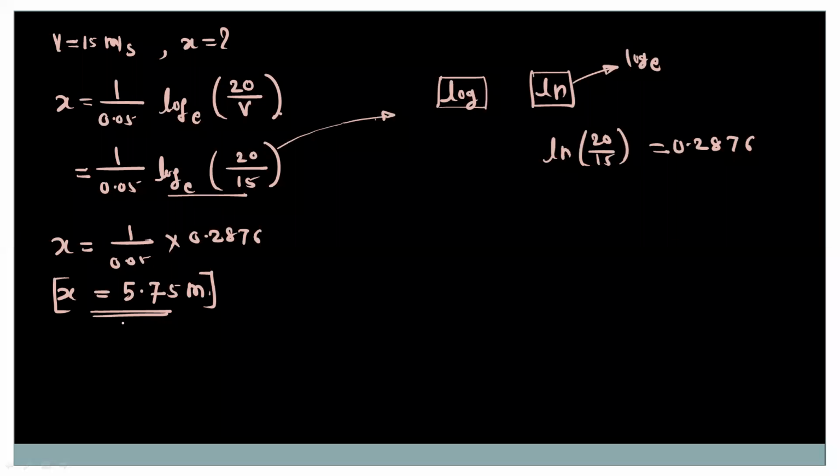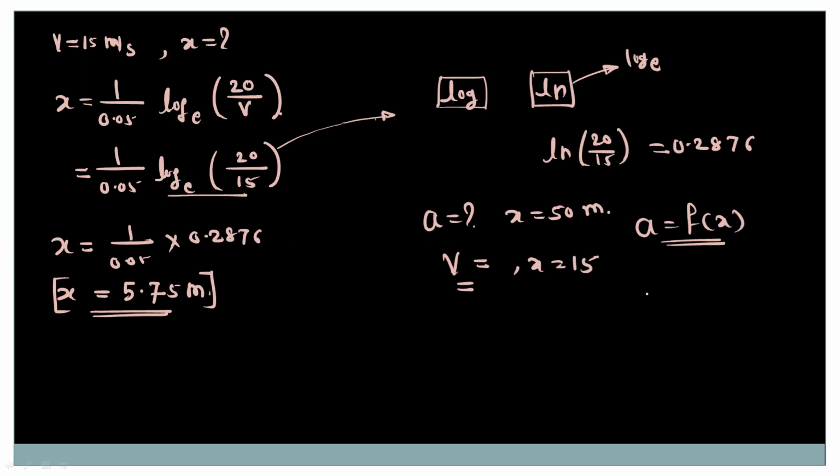Now refer to the second question. The particle's acceleration at x = 50 meter. We have to find the acceleration when x = 50 meter. That means we have to find the velocity at x = 50, and then we can put this value of velocity in the first equation of acceleration. Because we don't have a direct equation for acceleration as a function of the position, but we have the equation for acceleration as a function of velocity. So first get the velocity at x = 50.